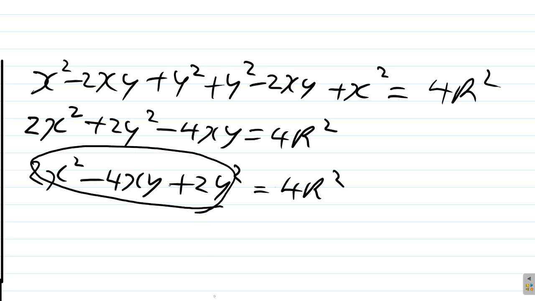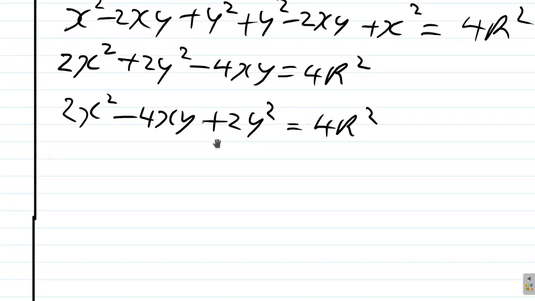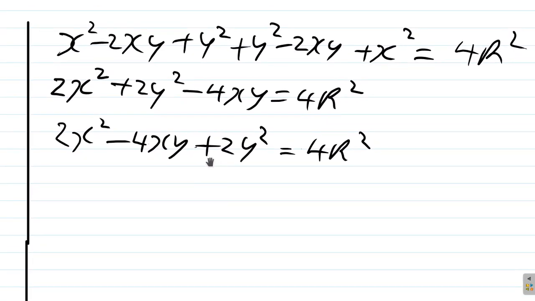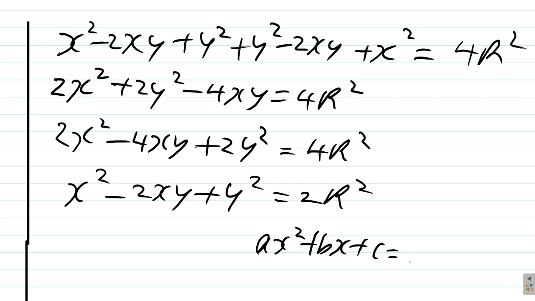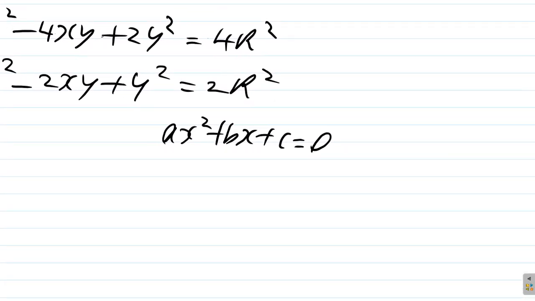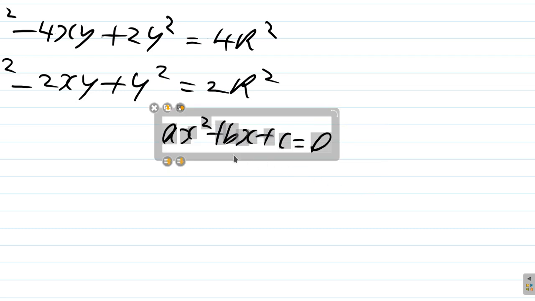Let us see how we can factorize this part. Right? Let's divide everything by 2 first to simplify. We have x squared minus 2xy plus y squared is equal to 2r squared. Good. Remember the AC method, ax squared plus bx plus c equals 0. Let's deal with the revision of the AC method over here. I just want to do a little revision of it, and then we'll come back to this.